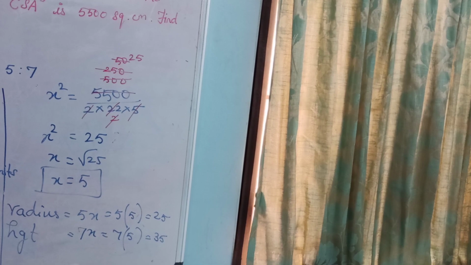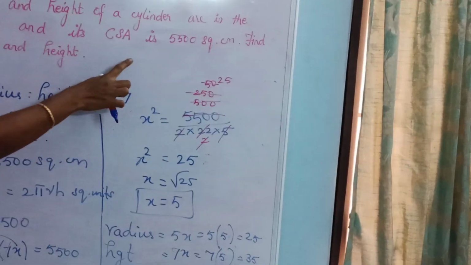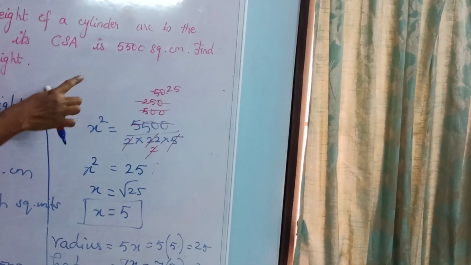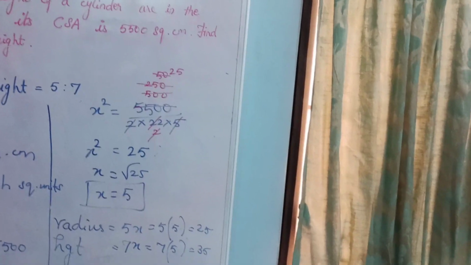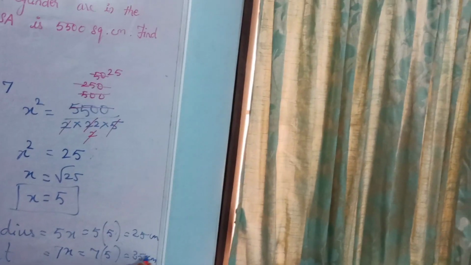And we have to write along with the unit. So here the given unit is CSA is 5500 square centimeter. So it is in centimeter. Therefore radius is given in centimeter. Similarly height in centimeter.